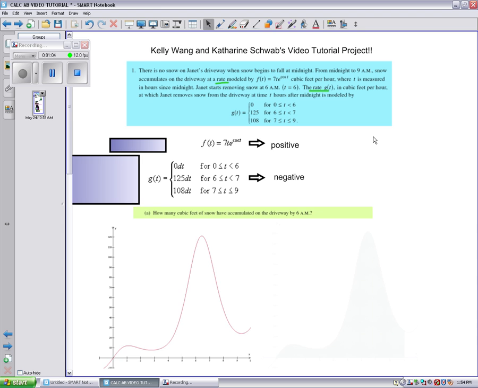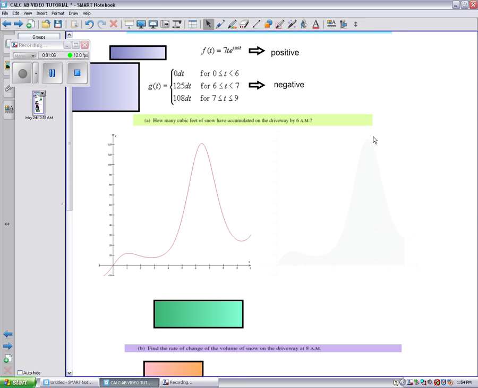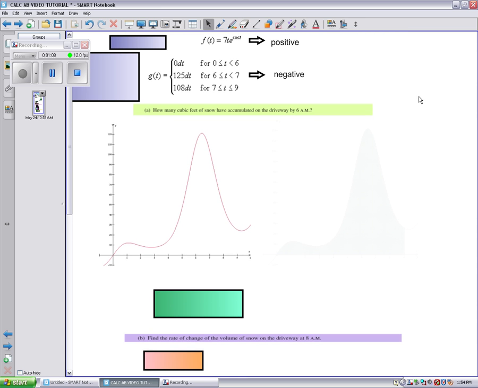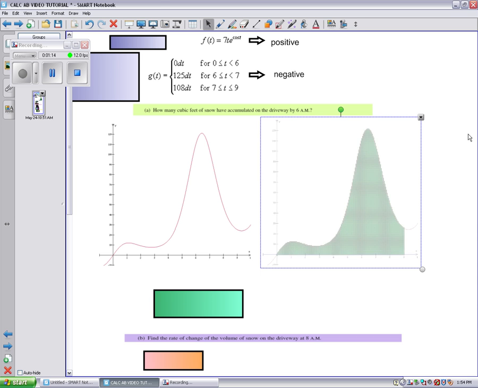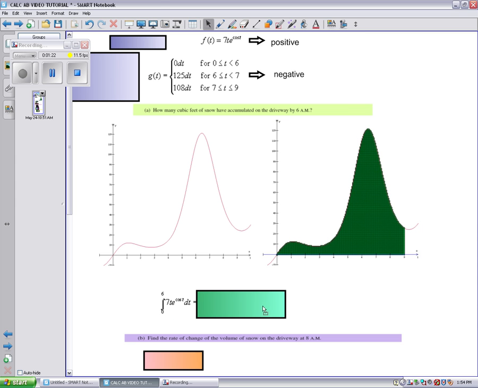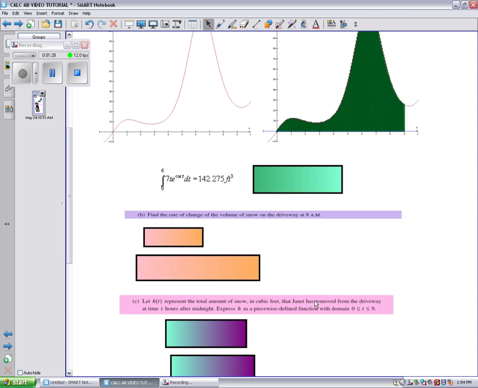Part A: how many cubic feet of snow have accumulated on the driveway by 6 a.m.? To find the total amount of accumulated snow, we must find the area between the rate function f(t) and the horizontal axis. Since we are given the rate equation, we can find the amount of snow by taking the integral from t = 0 to t = 6 of f(t). Using fnInt, we find that this equals 142.275 feet cubed.